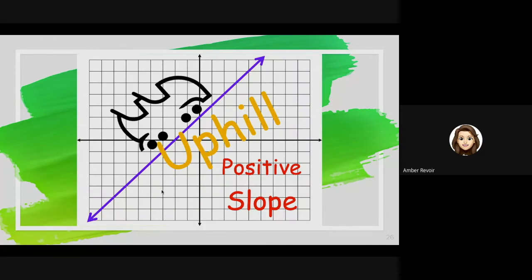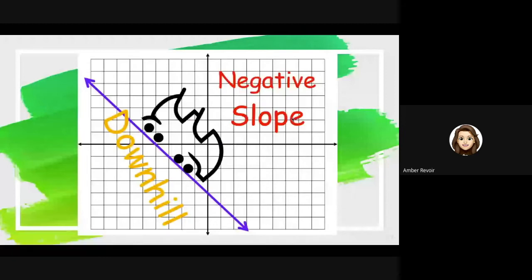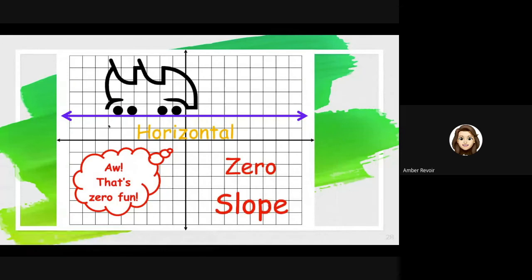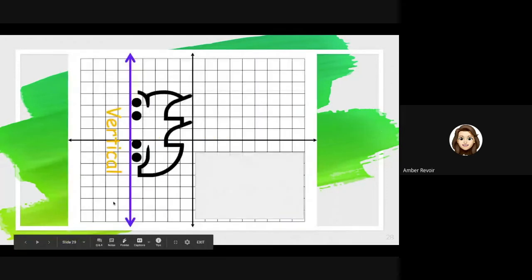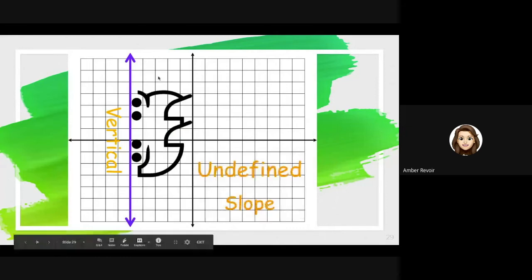So here we have the roller coaster going down the hill, giving us a negative slope. Nice negative. Here we have the roller coaster going horizontal, flat across, and that's zero fun. Zero slope. Zero fun. Just no hills, no slope. Zero slope. The vertical, this is the white knuckle ride, right? You're going straight down on that coaster, vertical. And that is undefined. Undefined.